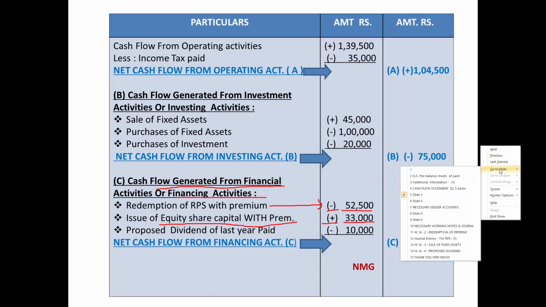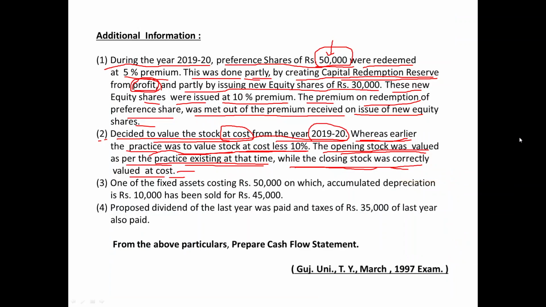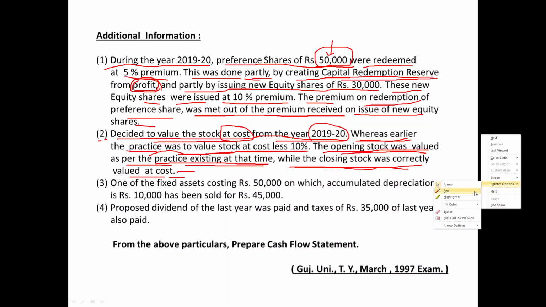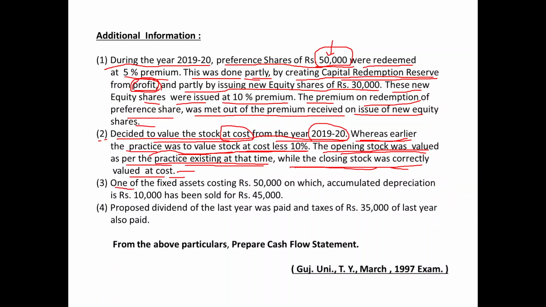After this, let us verify the additional information once again for the remaining points of the question. Point number 3. One of the fixed assets costing rupees 50,000. The word is costing. Rupees 50,000 on which accumulated depreciation is rupees 10,000 has been sold for rupees 45,000. Here two words are very important: fixed assets costing and accumulated depreciation.